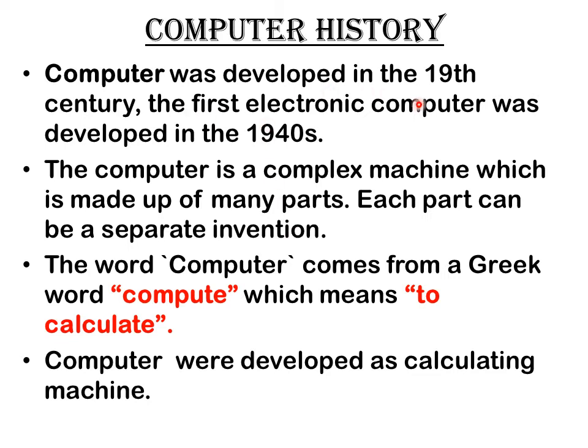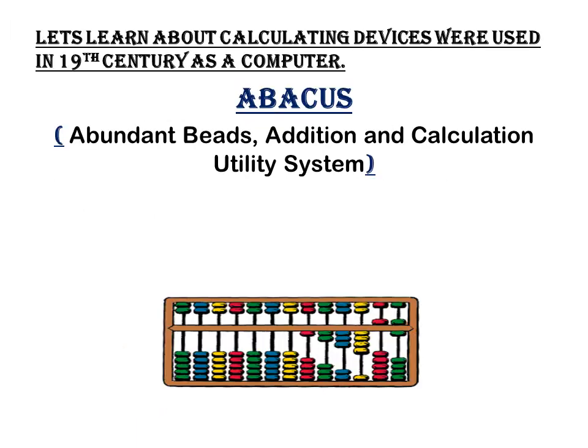Computer was developed in 19th century. The first electric computer was developed in 1940. The computer is a complex machine which is made up of many parts. Each part can be a separate invention. The word computer comes from the Greek word compute, which means to calculate. Computers were developed as calculating machines.